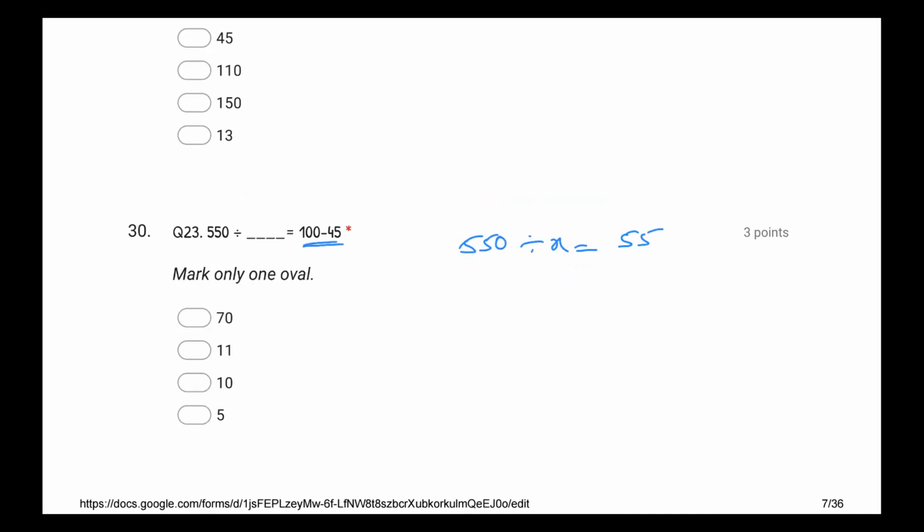Next question here, 550 divided by x equals 100 minus 45. If you do 100 minus 45, 55. You have to find the x. Interchange this one. You will get the answer. 550 divided by 55. The answer is 10.